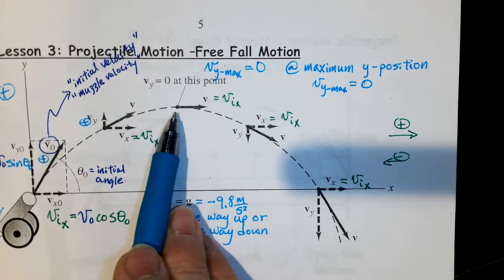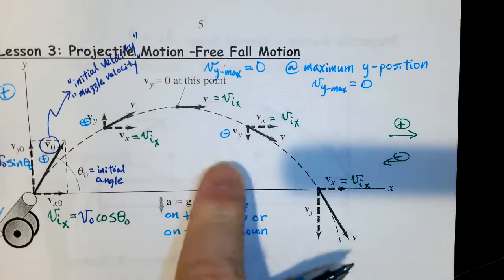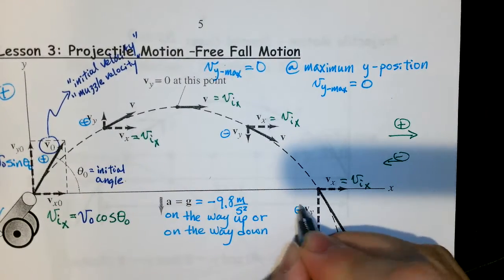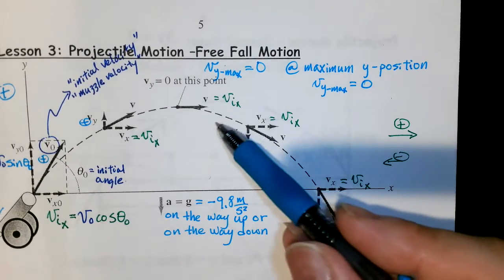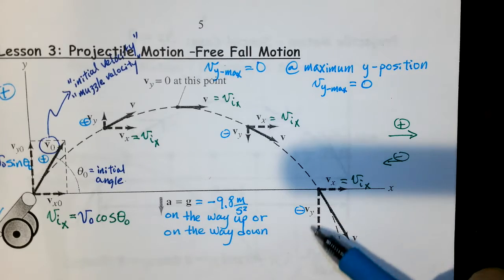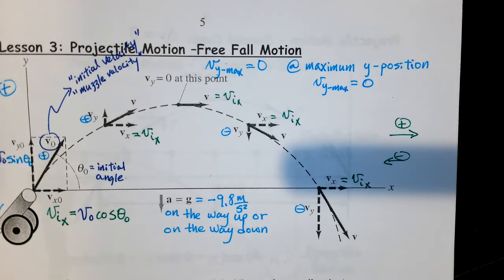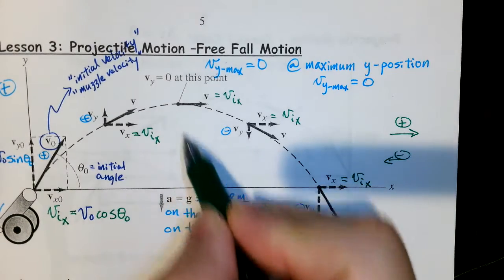Then it turns into negative velocity for the y velocities because it's going down. And it would increase in speed on the way down in the y direction because of acceleration due to gravity. So this would be the maximum height.